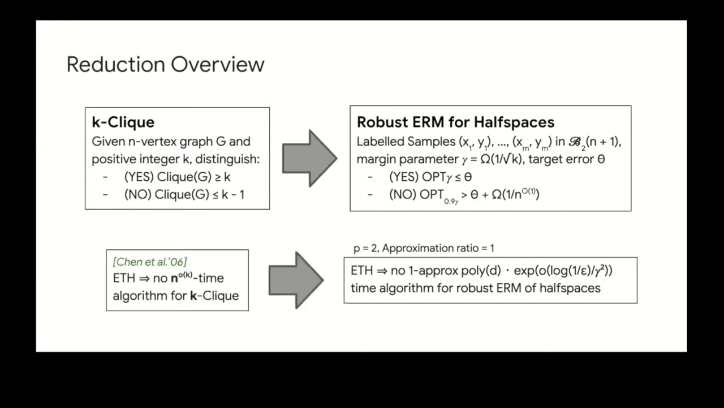Since we know that the k-clique problem cannot be solved in n to the little o of k time, we immediately get the lower bound of 1 over epsilon to the omega of 1 over gamma square, because here 1 over epsilon will be poly in N and 1 over gamma will be square root of k. Okay, so that's our goal. So let's proceed to the reduction.